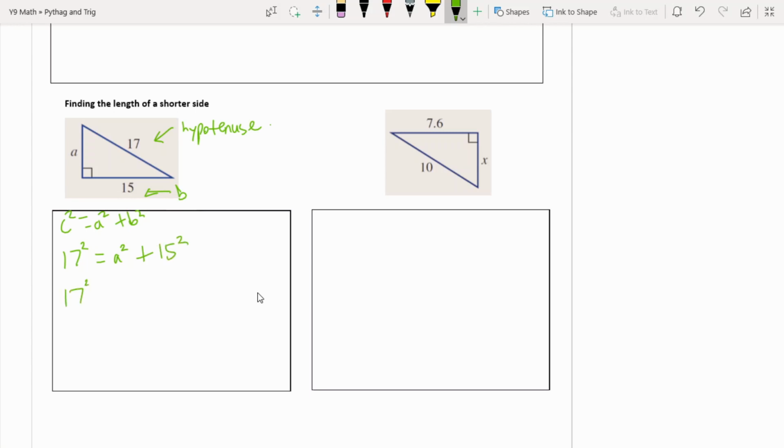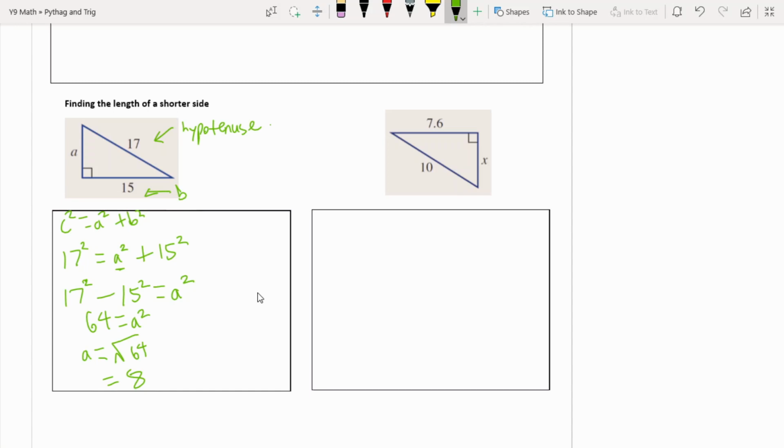That becomes 17 squared. We need to subtract 15 squared from both sides to move it over to the left, so we have a squared just by itself. So 17 squared minus 15 squared will become a squared. Now we put those into the calculator, and that would give us a value of 64. So 64 equals a squared. Now we square root both sides, so we get a by itself. I'll put a on the left just so it looks a bit nicer. So a equals the square root of 64, and that would give us 8.